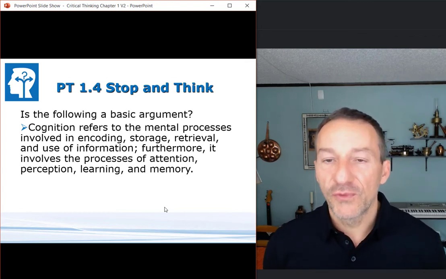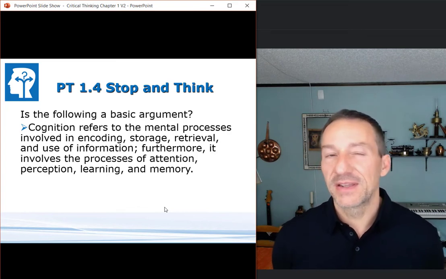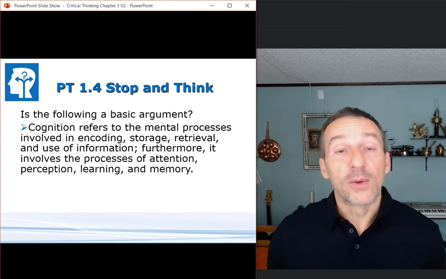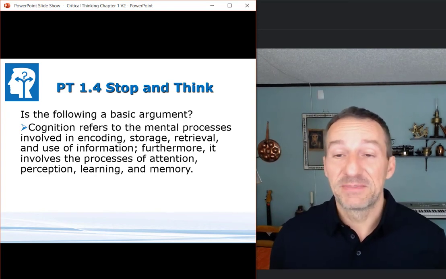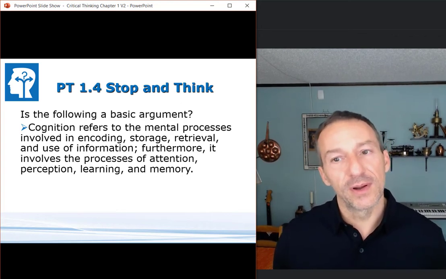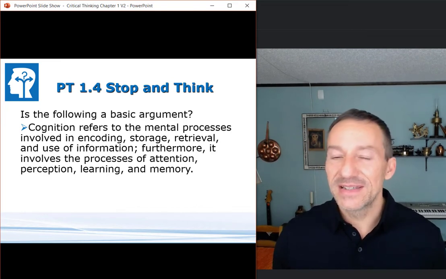Cognition refers to the mental processes involved in encoding, storage, retrieval, and the use of information. Furthermore, it involves the processes of attention, perception, learning, and memory. So think about that for a second. Is it a basic argument? There's a lot of big words, so that makes it seem like it's powerful. That's another kind of trick that we pull on ourselves. It has the word furthermore in there. Is that signaling a conclusion? Is it?